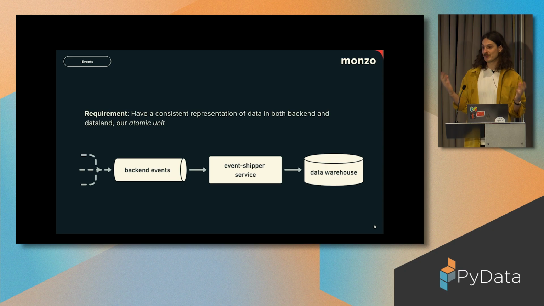As I alluded to, Monzo is event-driven, so most interactions with the bank have an event that's fired off. And every single one of those events is also logged out to our data warehouse. So we're building on this assumption that we have our atomic unit, which is an event. We have the historical events within our data warehouse, and then we have that same event in backend, and that's within Kafka in our world.